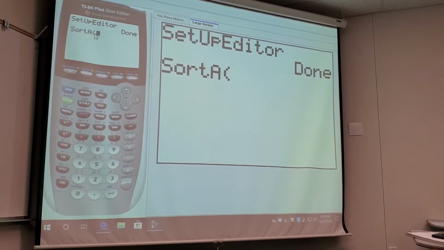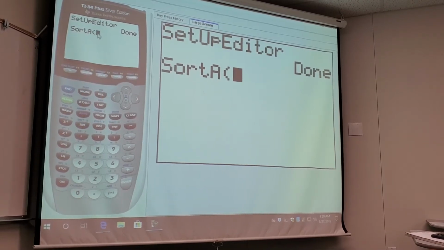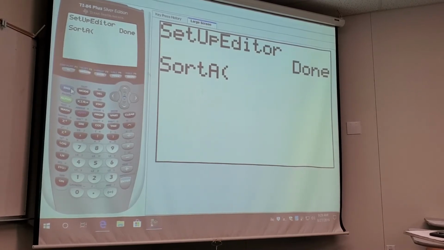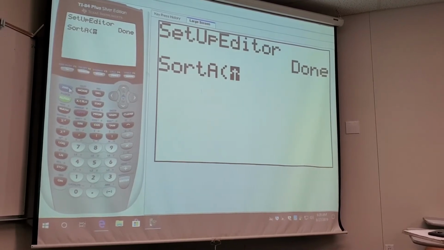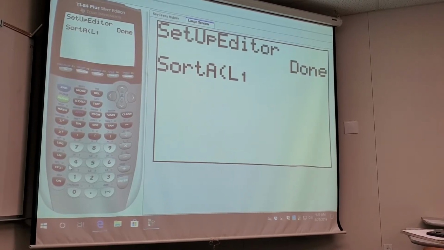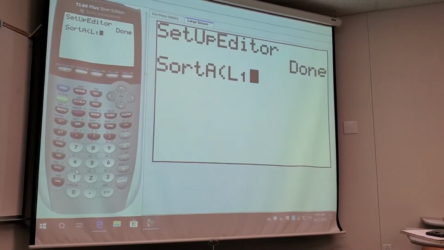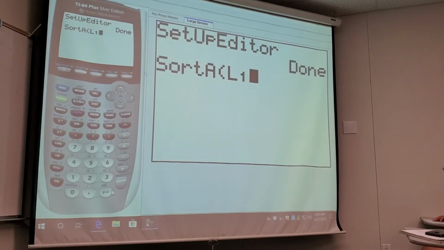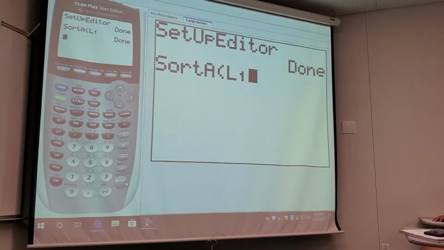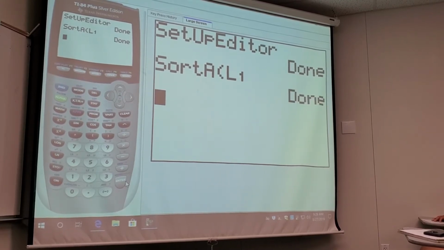Notice how it's like a function, it wants something put into it, so I'm going to put into it shift. My second button is like my shift button right there. Shift 1, because right above 1 it's L1. You guys see that? Right above 2 it's L2. It's amazing. So I can sort ascending list 1. And then again, it's very anticlimactic. Done. Is everybody with me on that?